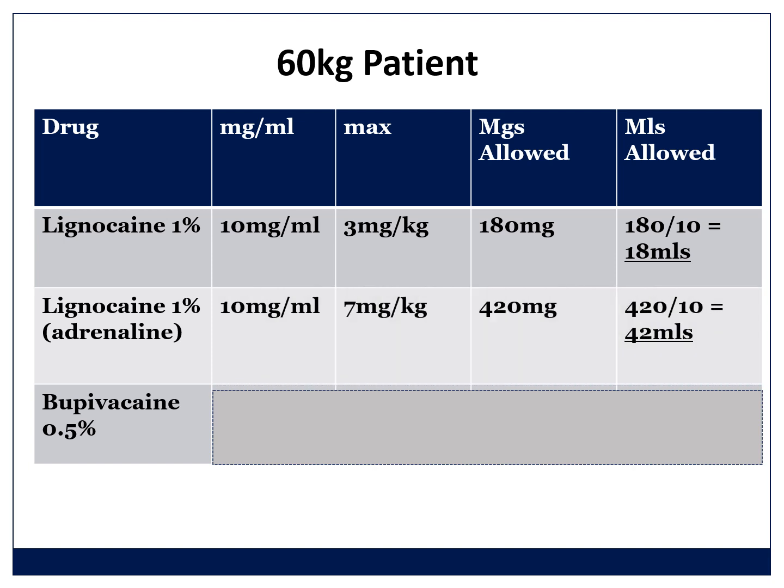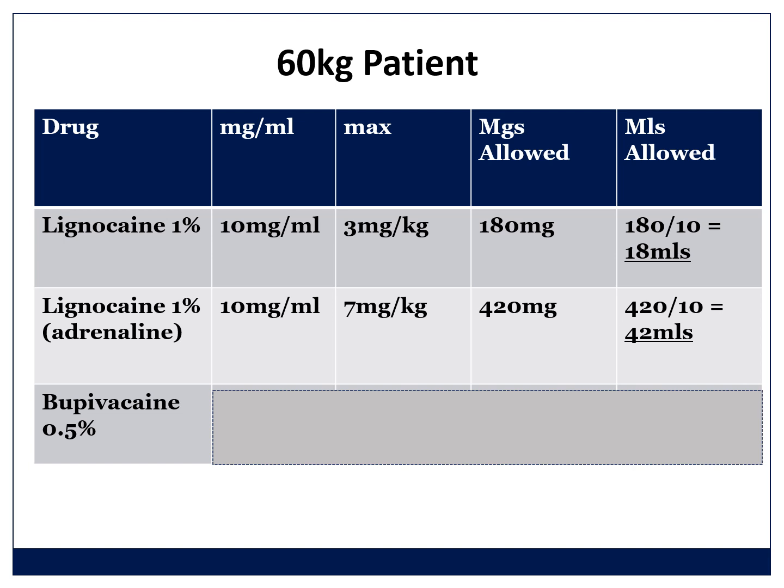If I've got adrenaline in that, same amount of lignocaine in the solution, 10 milligrams per mil, but now I'm allowed 7 milligrams per kilogram, and 7 times 60 is 420 milligrams. 420 milligrams divided by 10 gives me 42 mils of 1% lignocaine with adrenaline. So that would be the maximum volume of that solution that I could give.